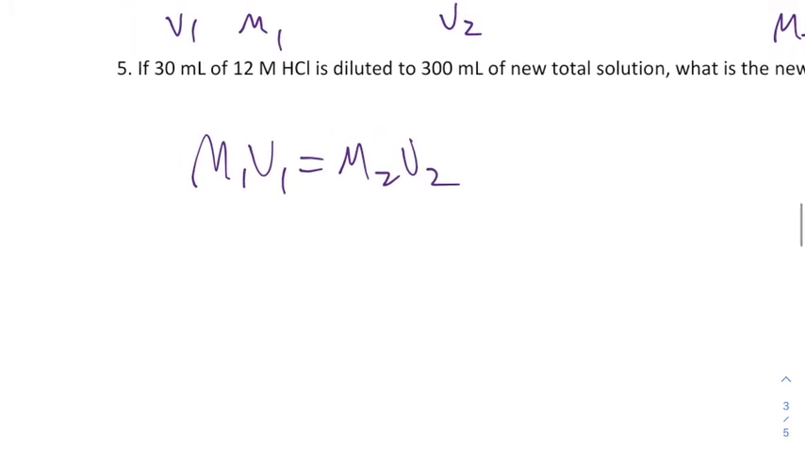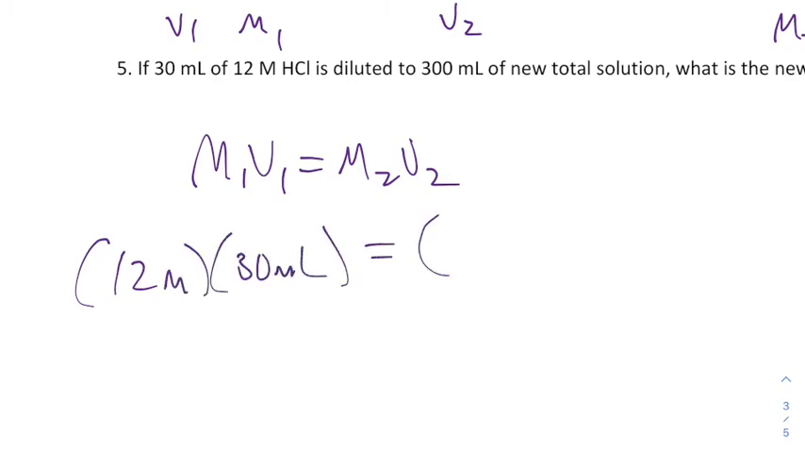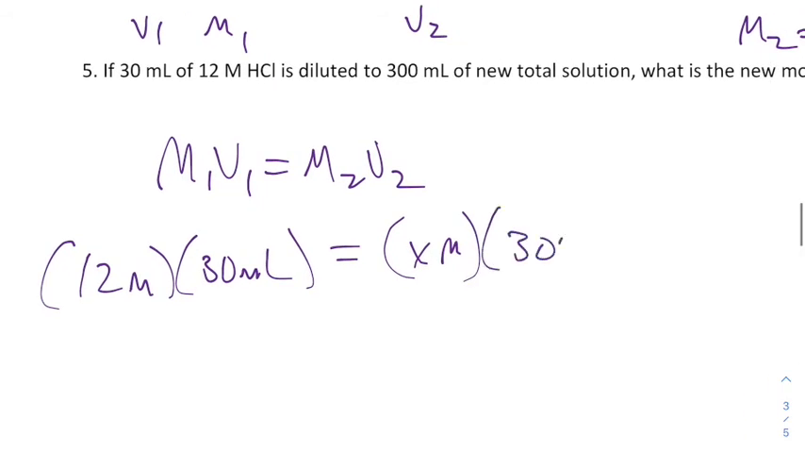So regardless, what we've got here is a 12 molarity solution at 30 milliliters. That is going to be diluted to some new X molarity, I don't know what it is, times 300 milliliters. So we divide by 300 on both sides and go to town. And your X molarity should end up being 1.2 molarity.